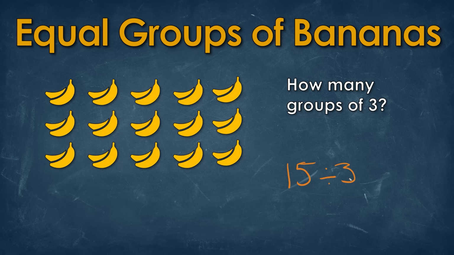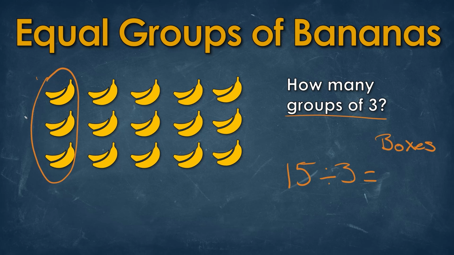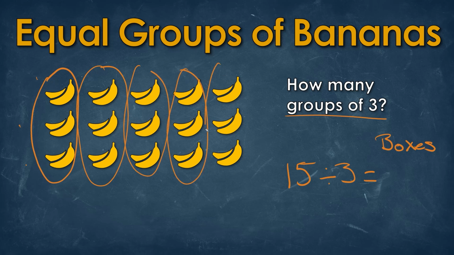So what we could do is divide these bananas into groups of 3 to figure out how many boxes we would need. So let's see if we can do that. If we know that we can have 3 bananas in one group, we can circle each one of these groups. So we have 1, 2, 3 bananas in this group, 1, 2, 3 bananas in this group, this group, this group, and this group.